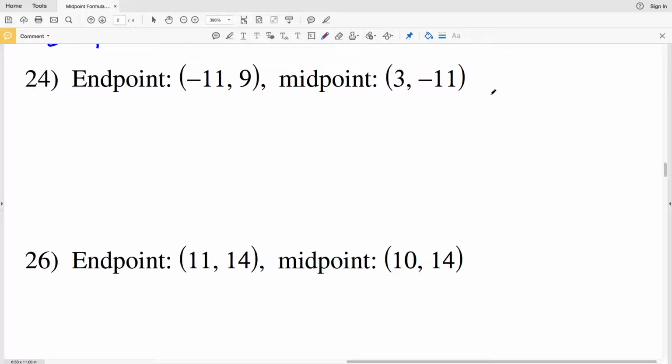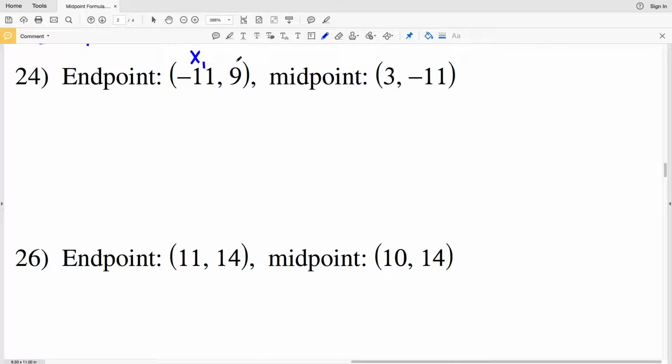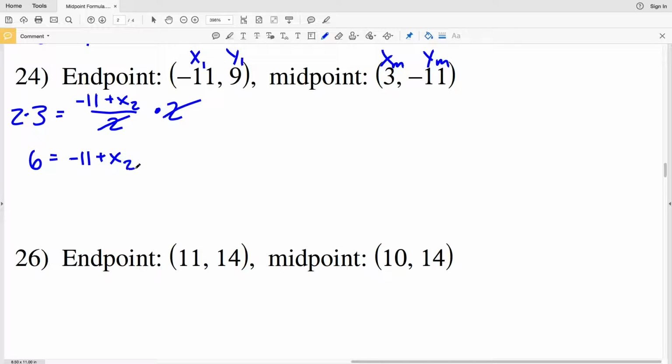Now, continuing on to number 24, x sub 1, y sub 1, our midpoint is x sub m, y sub m. So x sub m, 3, is equal to negative 11 plus x sub 2 divided by 2. So I'll multiply both sides by 2 to get that 6 is equal to negative 11 plus x sub 2, which when I add 11 to both sides, I'll get that 17 equals x sub 2.